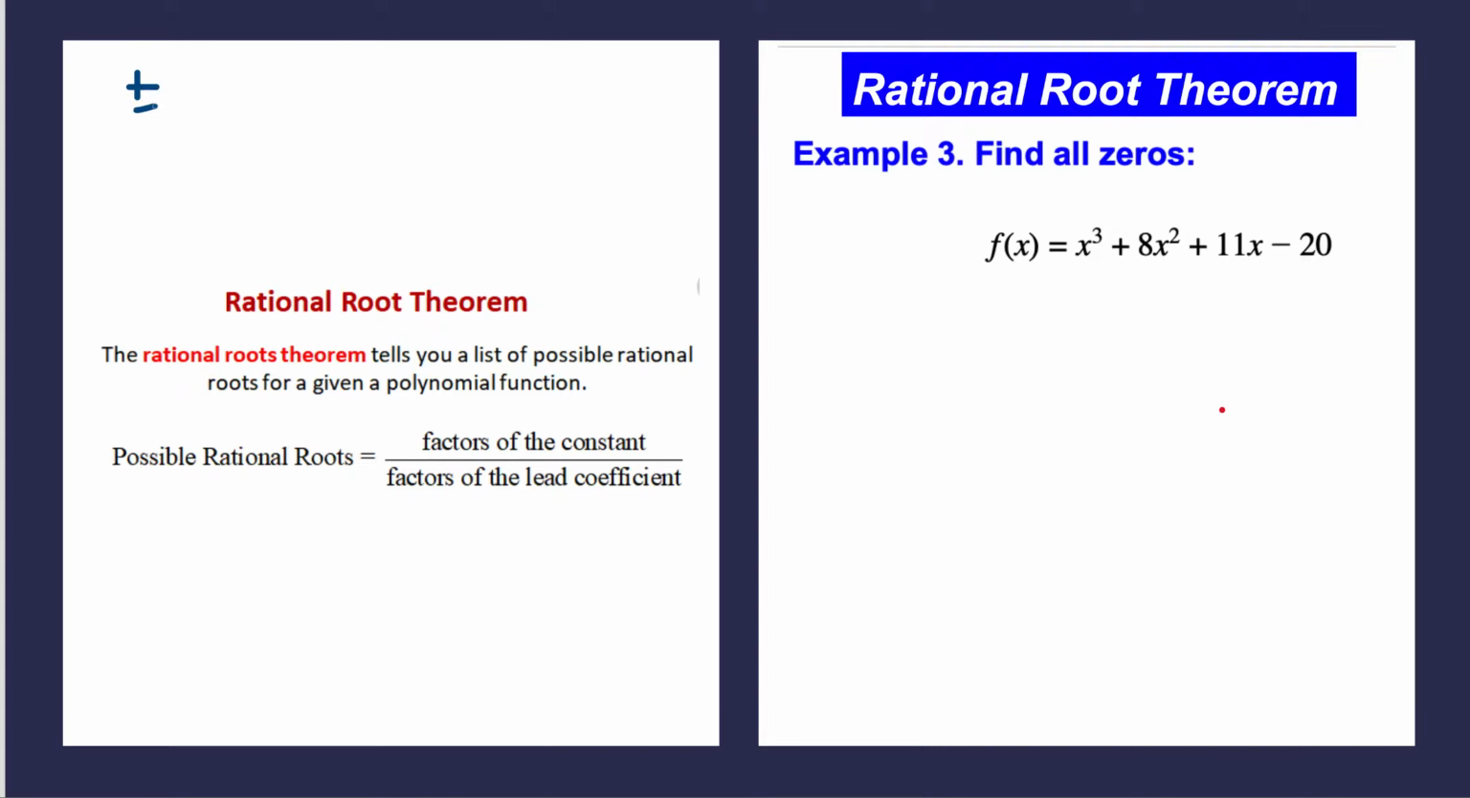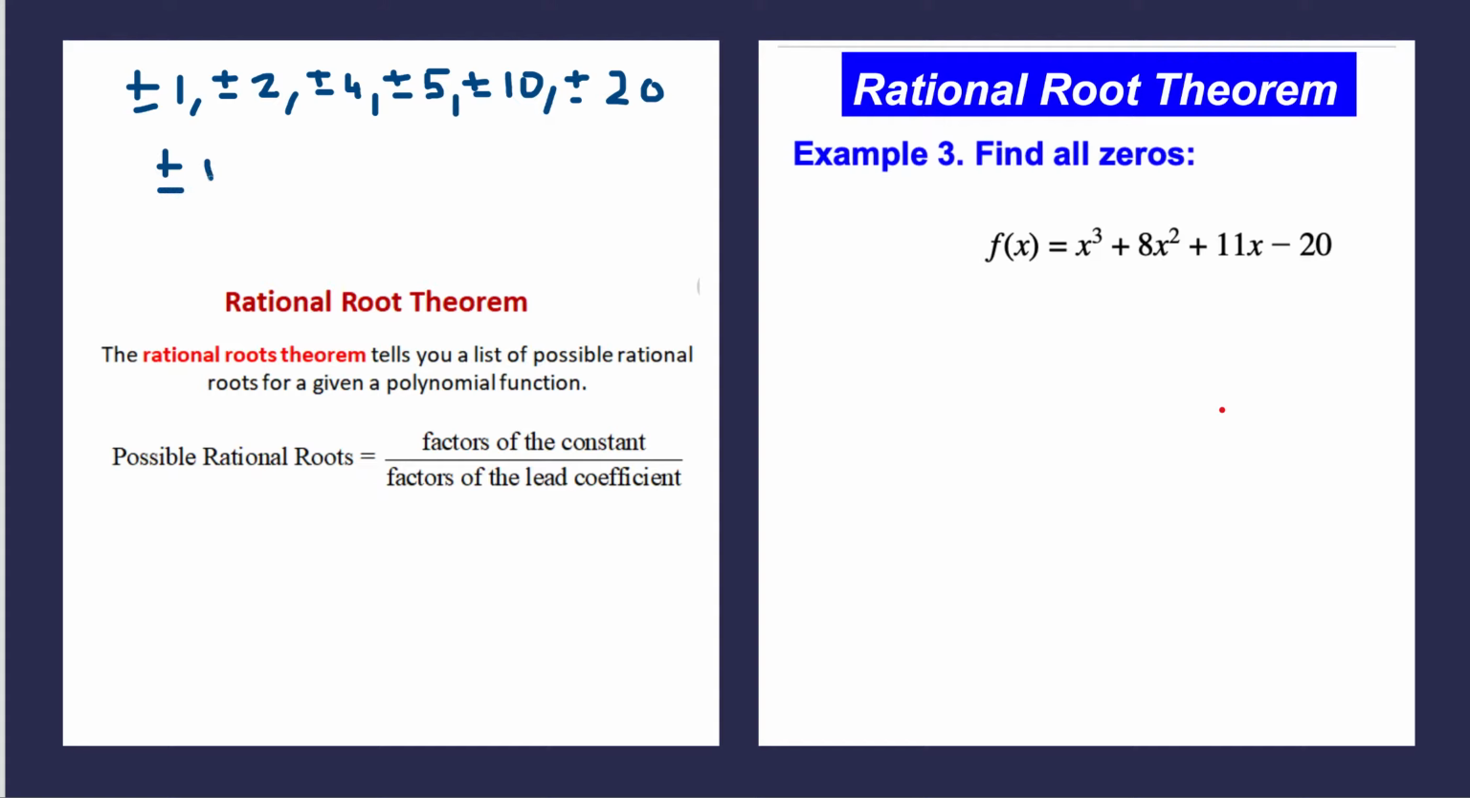Plus minus 1, plus minus 2, plus minus 4, because 4 is a factor of 20. Then plus minus 5, because 4 times 5 is 20, so 5 is a factor. Plus minus 10, because 10 times 2 is 20, so 10 is another factor. And 20 times 1 is 20, so plus minus 20. Those are the factors of the constant. The factors of the leading coefficient 1 are just plus minus 1.